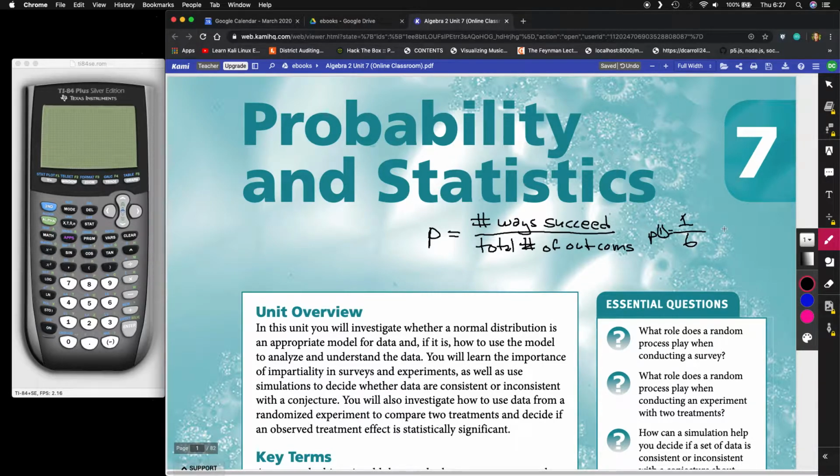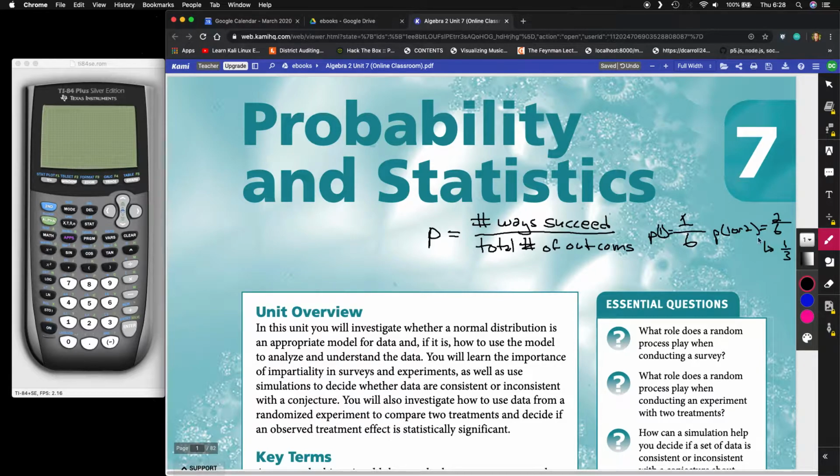If you wanted to figure out the probability of rolling a 1 or a 2, it could look something like this. Again, notation could change, but it's still the exact same. How many ways can I succeed? I could roll a 1 or a 2, and those are two different ways. What are the total number of outcomes? I could still roll a 1, 2, 3, 4, 5, or 6, so that's 2 out of 6, which simplifies to 1/3. So the probability would be 1/3 or 0.3 repeating.